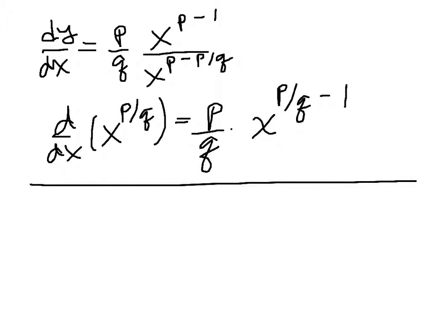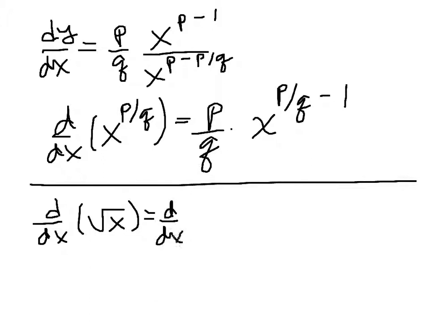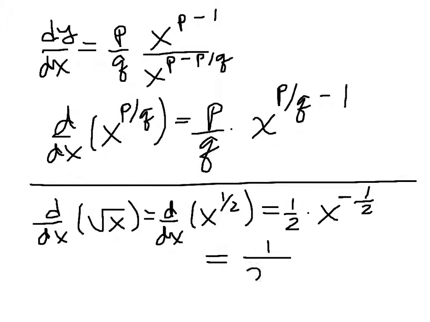So as a final example, let's look at the derivative with respect to x of the square root of x, which we can write as the derivative with respect to x of x to the 1/2, which we know now is 1/2 times x to the minus 1/2, which we can write as 1 over 2 times the square root of x. And that's it for implicit differentiation.